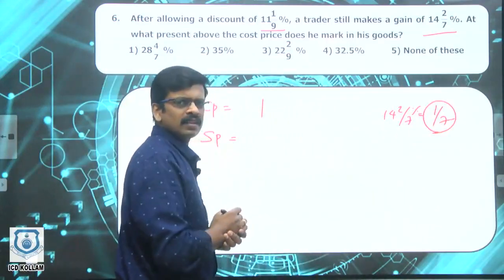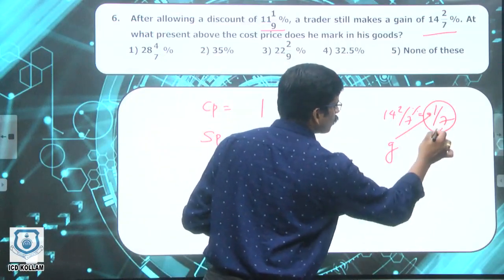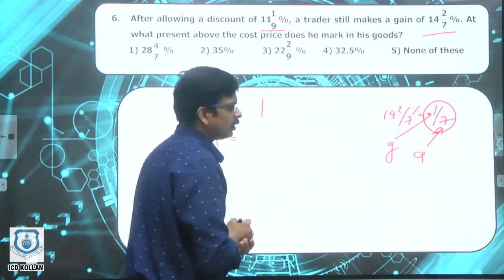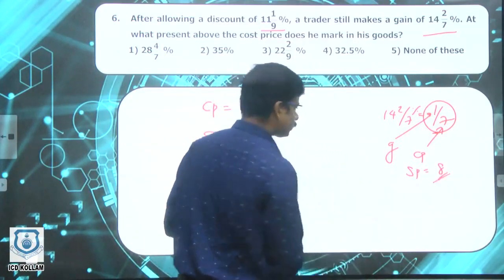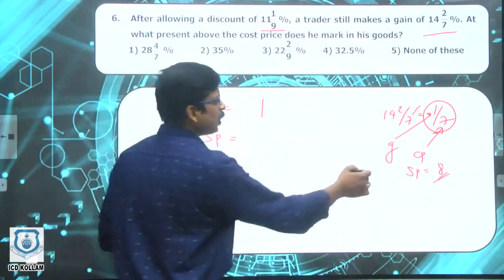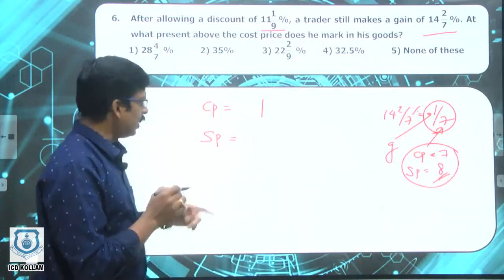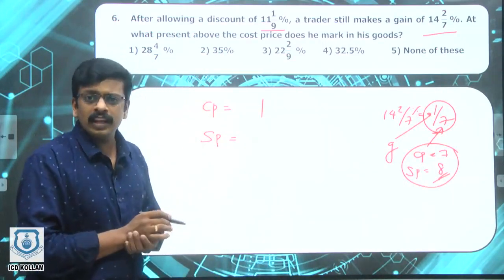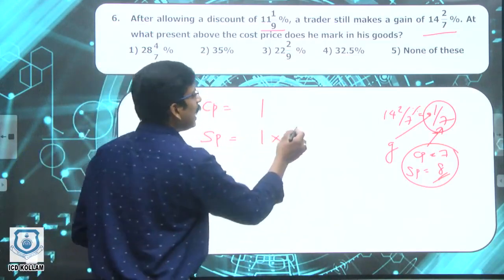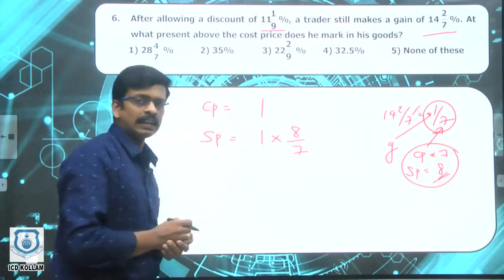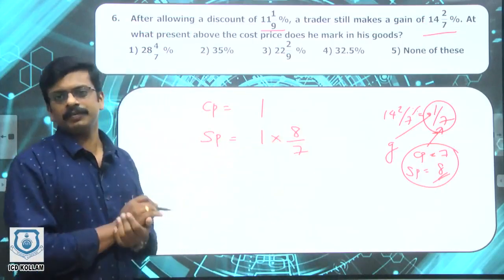What is this? The gain. Gain means 1 is gain out of 7 CP. Then what will be the SP? SP will be 7 plus 1, 8. By using that CP-SP ratio, CP is 7, SP is 8. We need a higher SP, then only there is a profit. So, it should be 1 into 8 by 7. For getting a big number, we need a big numerator. So, that is why 8 by 7.